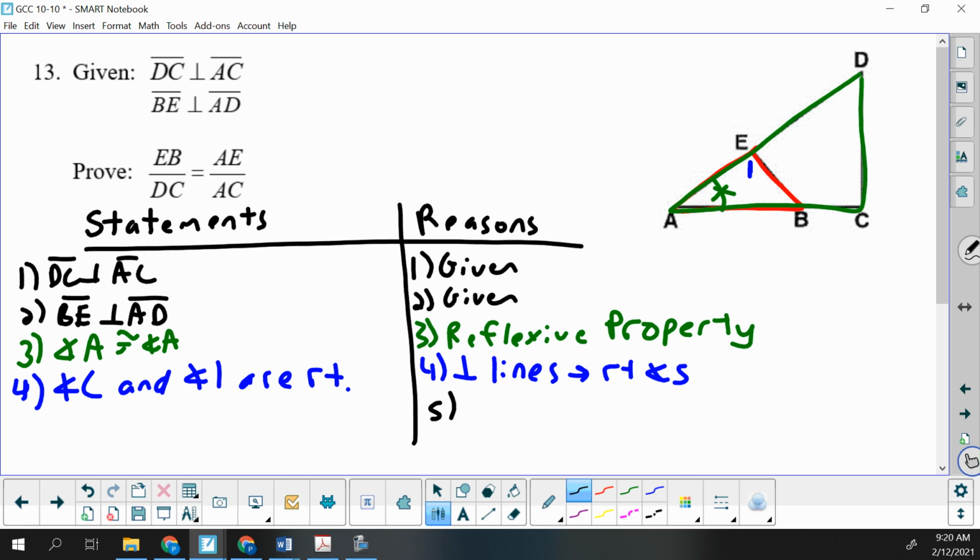Well, now we want to automatically do right angles imply congruent angles. We're pointing at congruent angles, so we'll say that angle C is congruent to angle 1. And we'll want to mark it in our picture with our box.